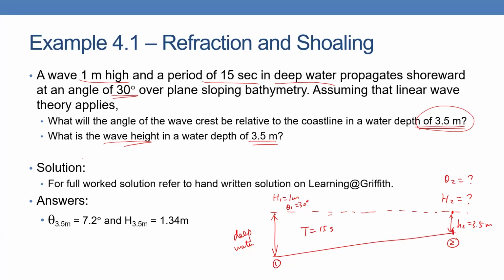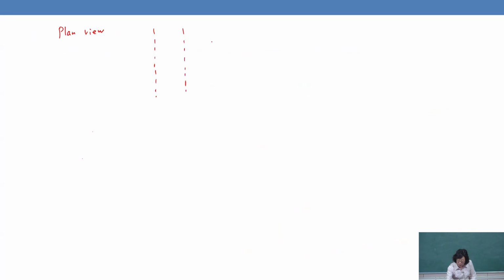So this is a cross-section diagram, but when you are looking at the plan view, what does it look like? So I use a dashed line. That's a slope, right? So we will have initially the wave crest over here. So we will have theta 1. So this is a wave crest.